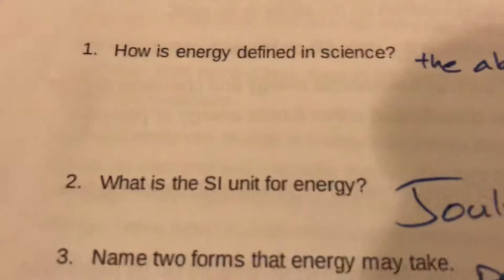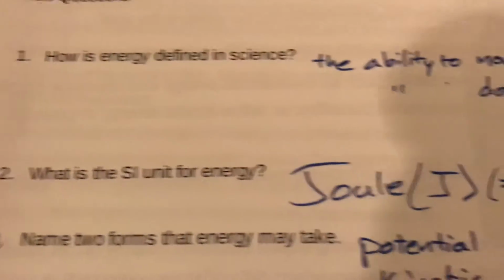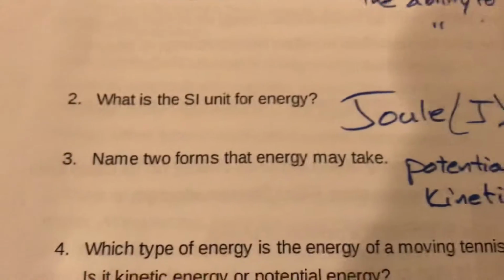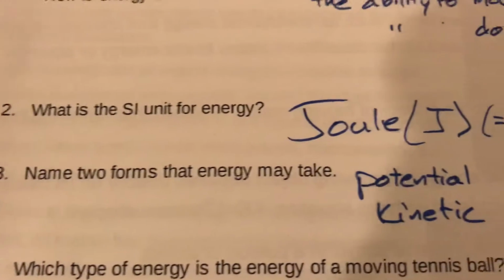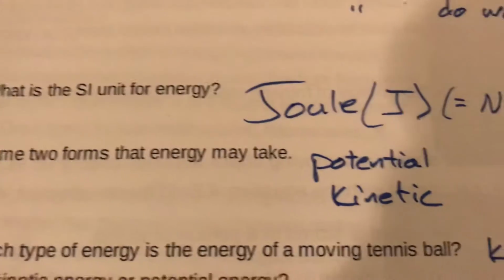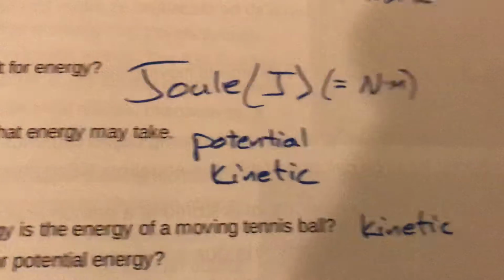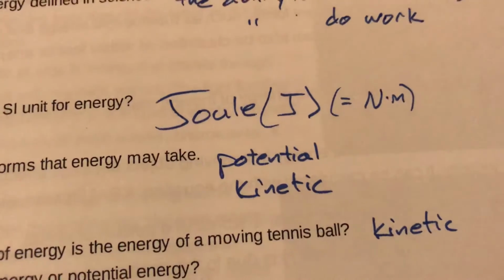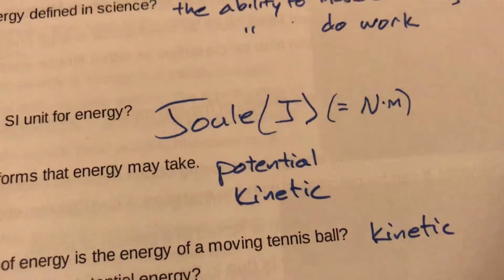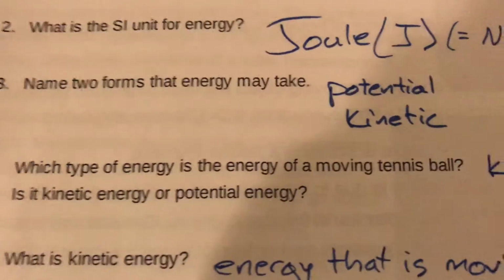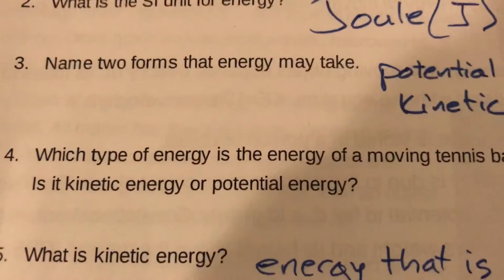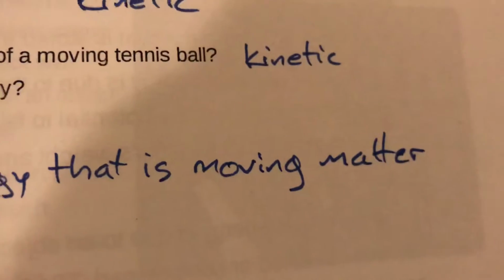All right, the International System of Measurements unit for energy is the joule, also known as the Newton meter. And there are two forms that energy may take, potential and kinetic. All other types of energy fall in those two forms. What type of energy is the energy of a moving tennis ball? Well, kinetic. What is kinetic energy? Energy that is moving matter.